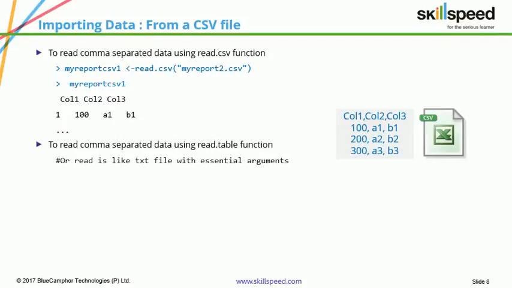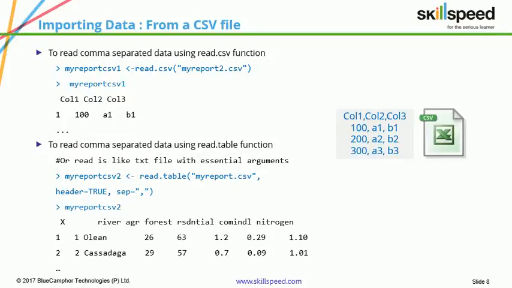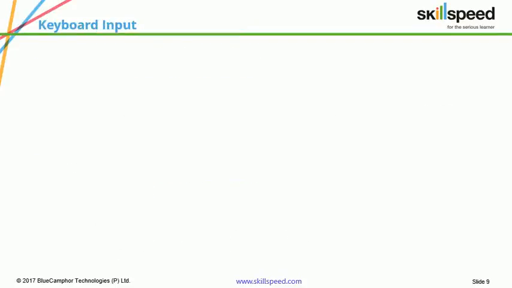To read a comma separated file using read.table function, we would have read the same file as read.table myreport.csv header is equal to true, sep is equal to comma.